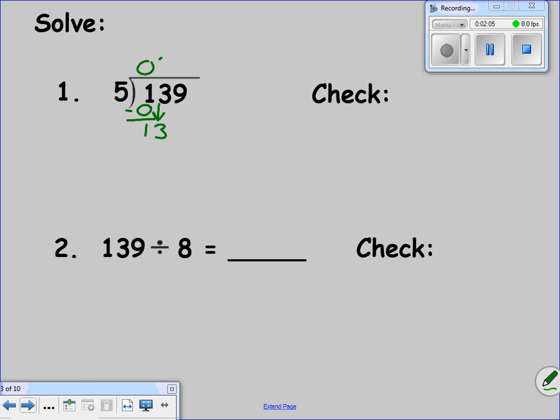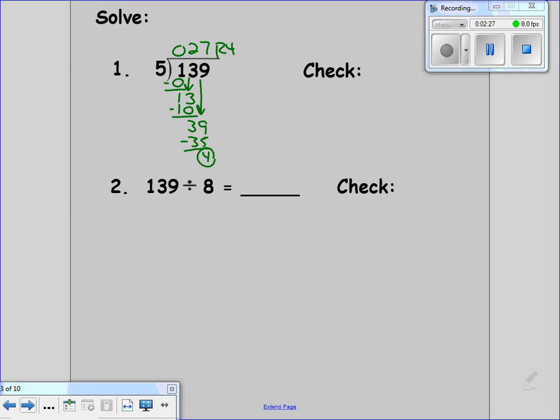5 goes into 13 twice. 5 times 2 is 10. I'm going to subtract. I get a 3. Bringing down the 9. 5 times 8 is 40. That's way too high. 5 times 7 is 35. Get a 4 here. 4 is my remainder. Remainder 4.